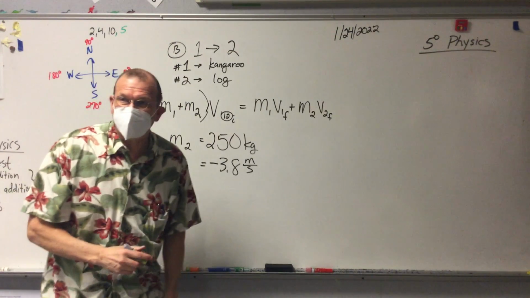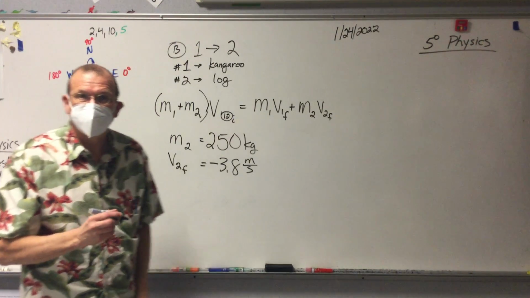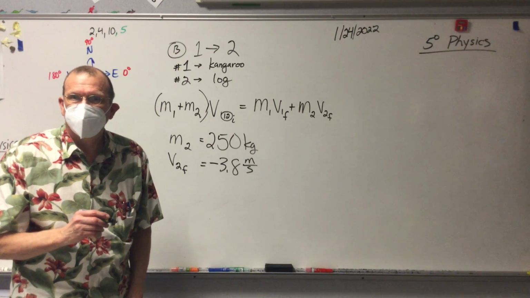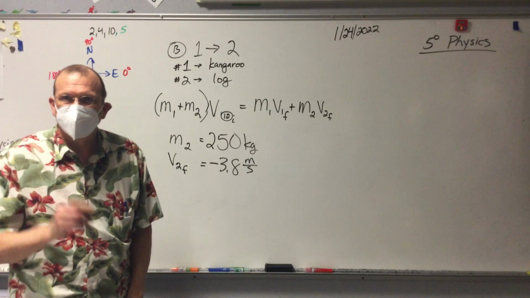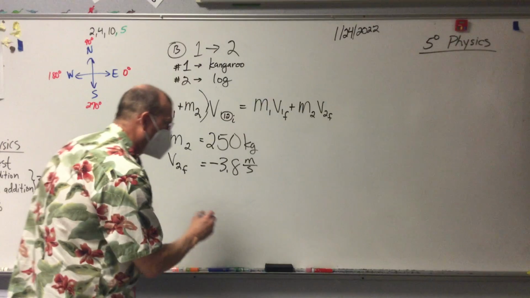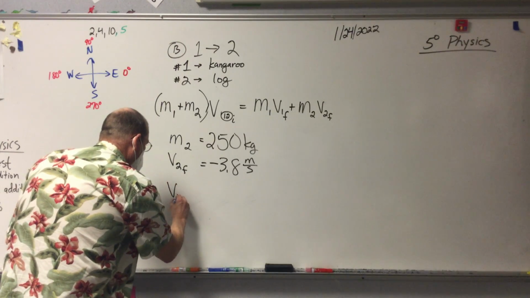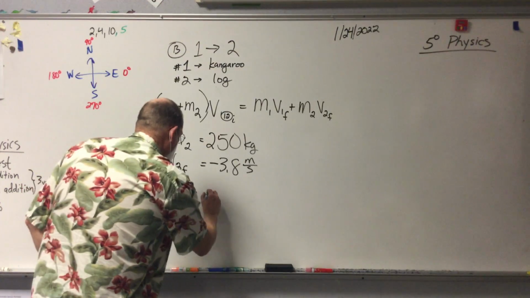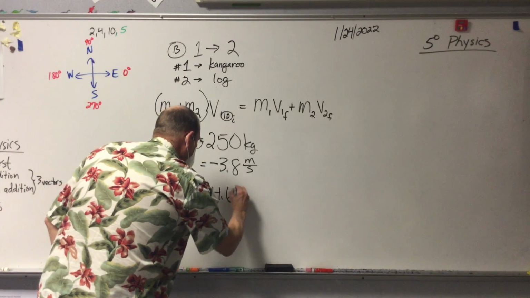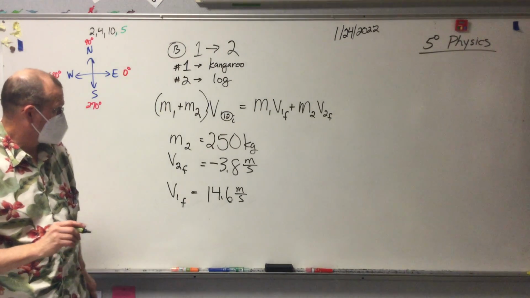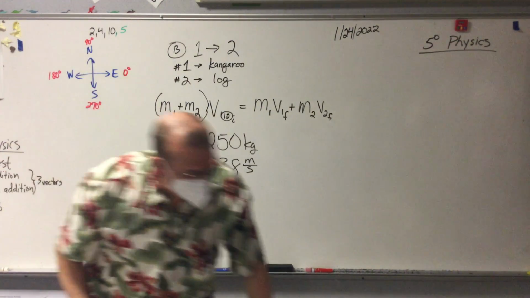All right? Somebody else, give me another piece of information. All right, Julian? V1F is going to be 14.6 meters per second. V1F was 14.6? Yeah. 14.6 meters per second. Okay. Do we have anything else?